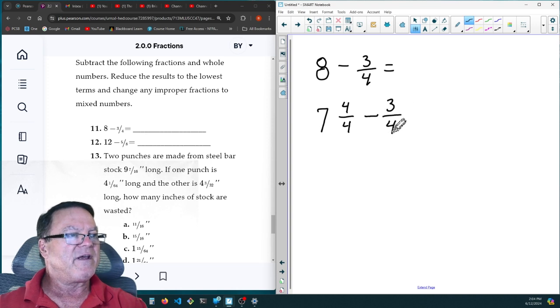Now, I'm going to ignore the 7 and just look at the 4/4 minus the 3/4. And I'm going to put 1/4. And then the 7, I'm going to write it over here. So 7 and 4/4 minus 3/4 equals 7 and 1/4.